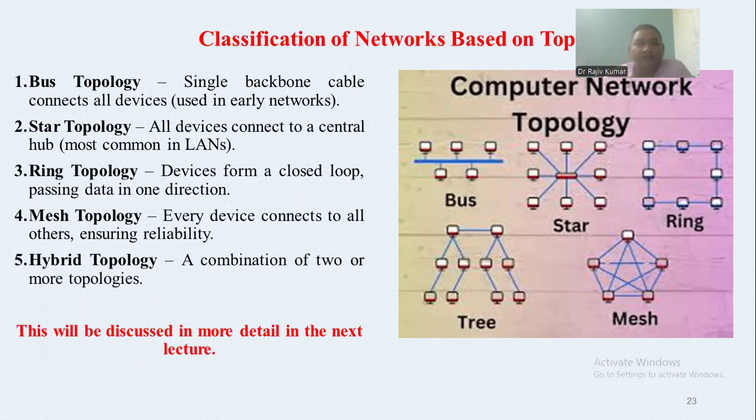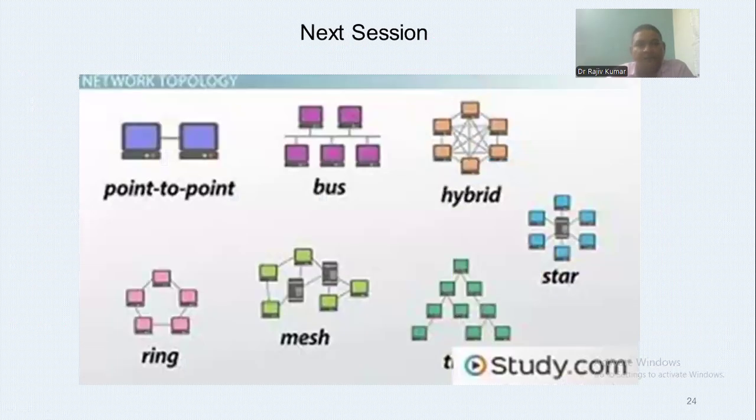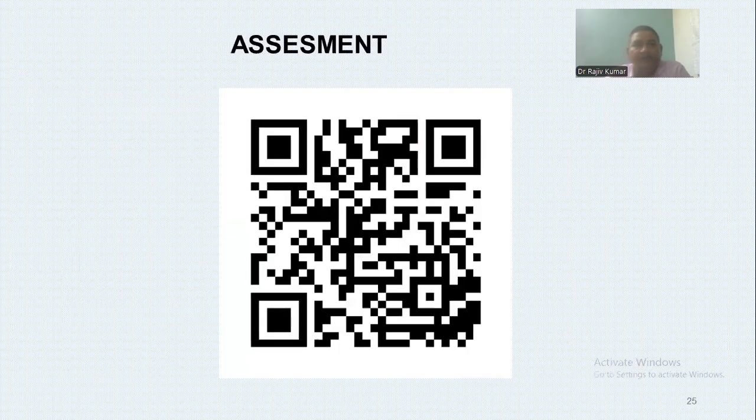In the next class, classification of networks based on topology. So based on topology, networks are categorized into 5 types: bus topology, star topology, ring topology, mesh topology, and hybrid topology. So these are the topologies we'll discuss in the next session.